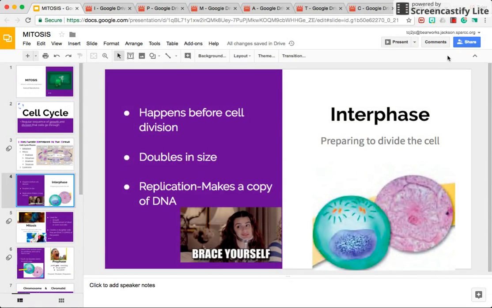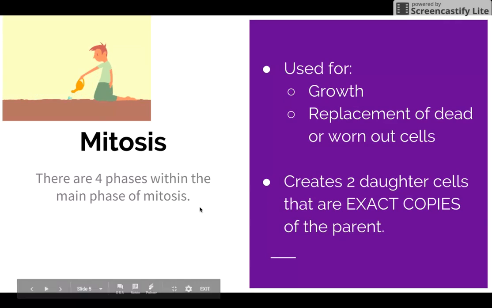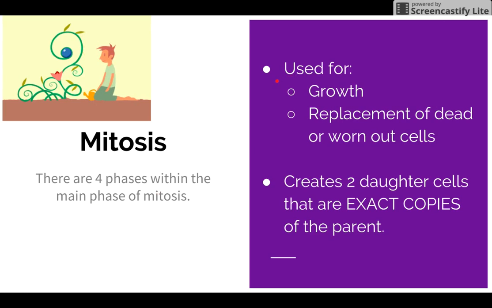Okay, so now we have interphase, we just talked about that. So our next phase is mitosis. There are 4 phases within the main phase of mitosis, and we're going to talk about each of those. But why do cells go through mitosis?